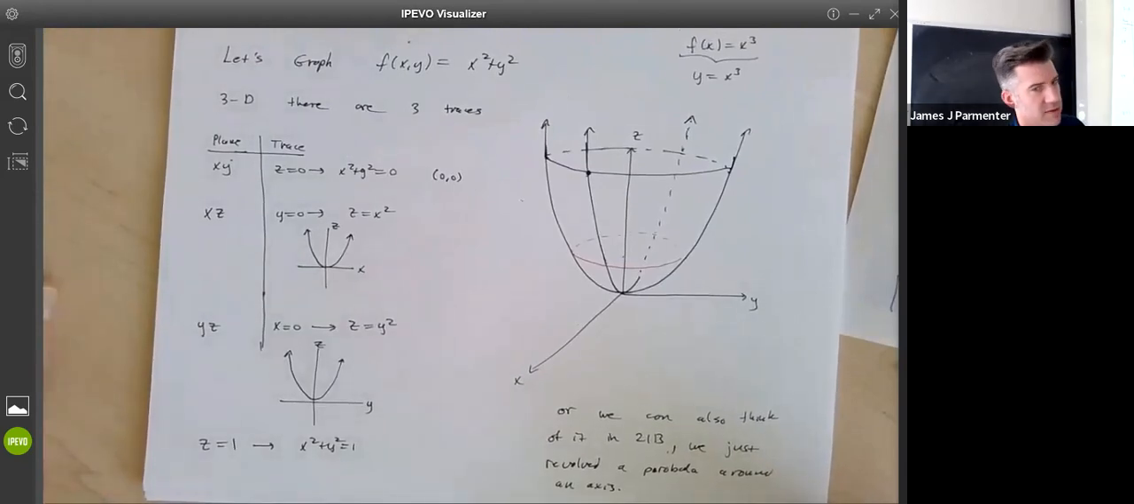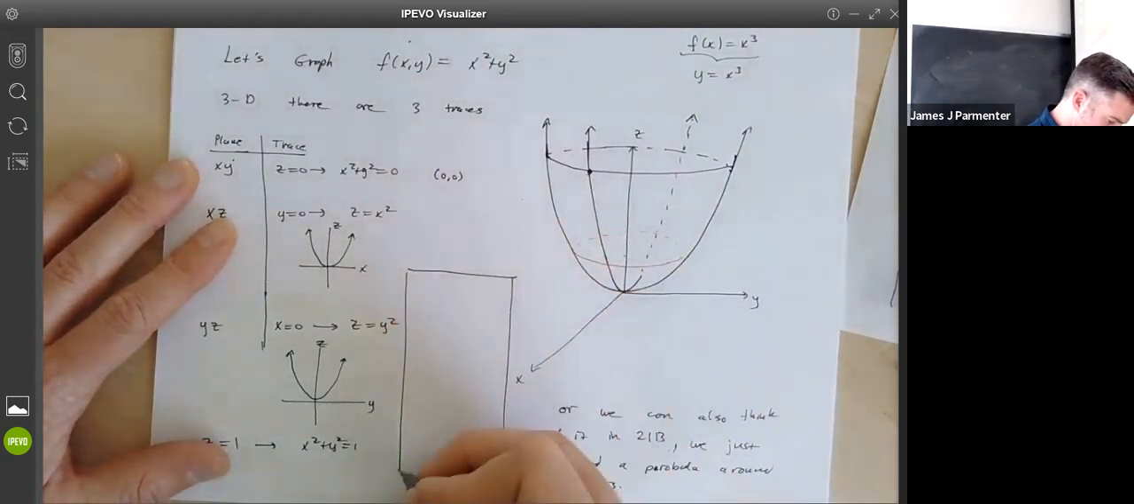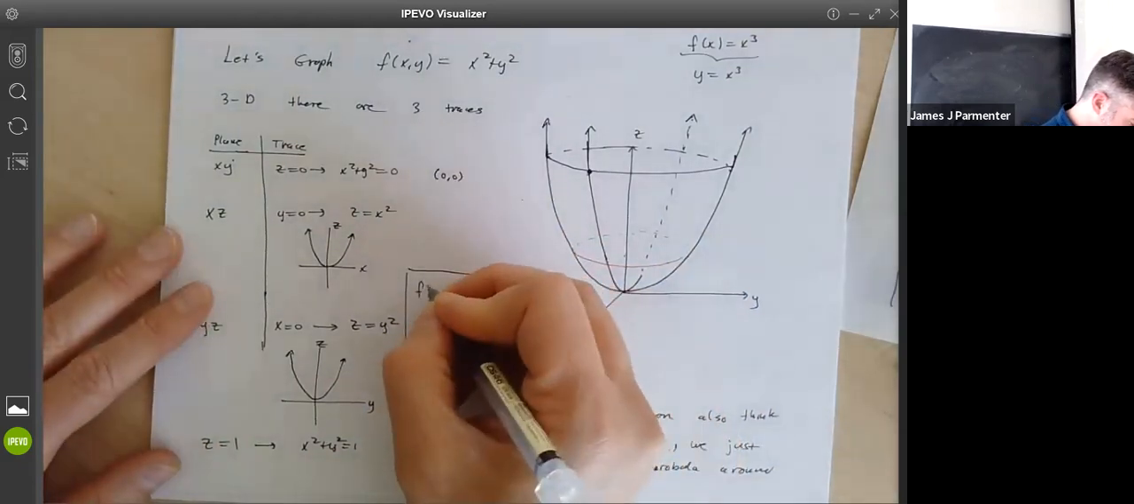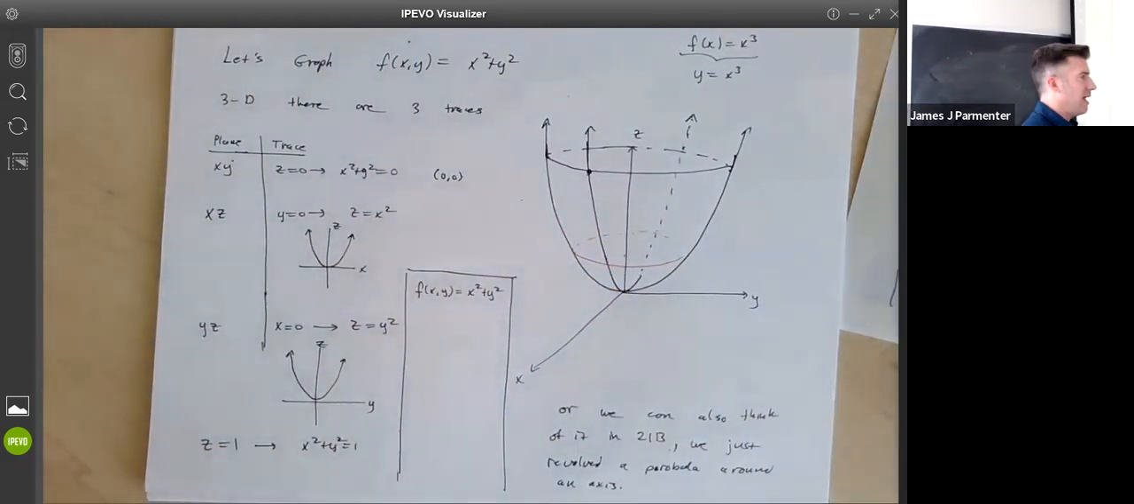Some things people might ask about this function. What's its domain? So if I look at this function, f of x, y equal to x squared plus y squared, is there anything that x and y can't be? Well, let's go back to our usual domain questions. Do I have any square roots? Definitely not. Do I have any logarithms? No. Do I have division by 0 possibly? No. So if I don't have any of those things, there are no domain restrictions.